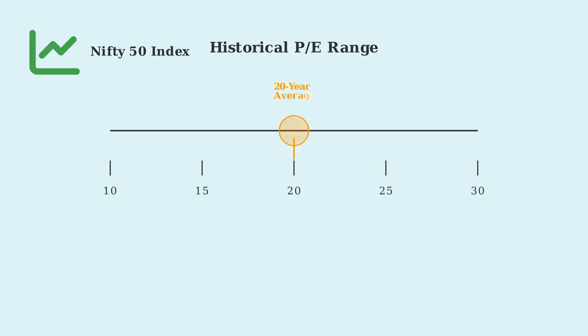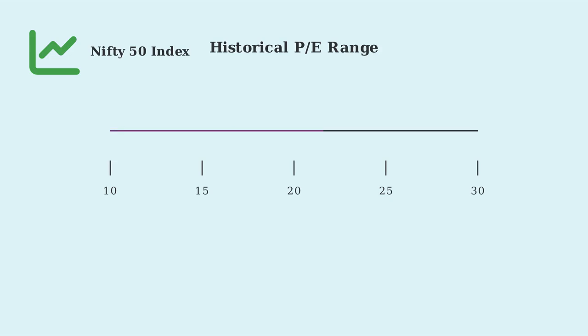The average PE ratio for the Nifty 50 over the last 20 years has been around 20. This serves as a benchmark for determining whether the market is fairly valued. When the PE ratio reaches around 30, it historically suggests an overvalued market. Investors often exercise caution during these periods, as returns may be lower going forward.